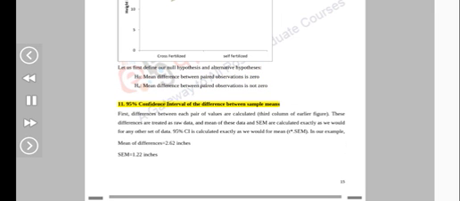11. 95% confidence interval of the difference between sample means. First, differences between each pair of values are calculated, the third column of the earlier figure. These differences are treated as raw data, and the mean of these data and SEM are calculated exactly as we would for any other set of data. The 95% CI is calculated exactly as we would for the mean ± t × SEM. In our example, the mean of differences equals 2.62 inches, and SEM equals 1.22 inches.